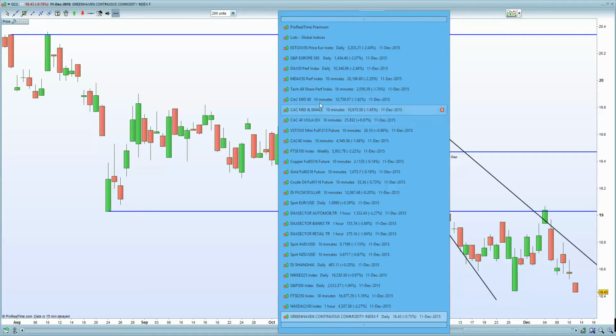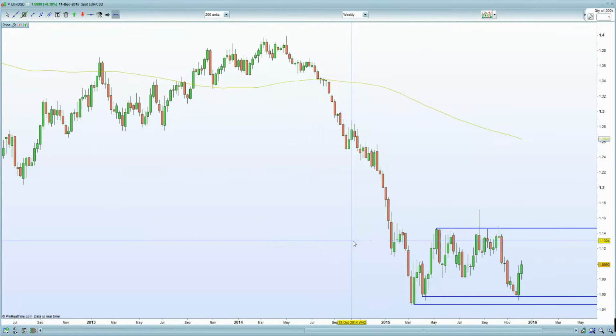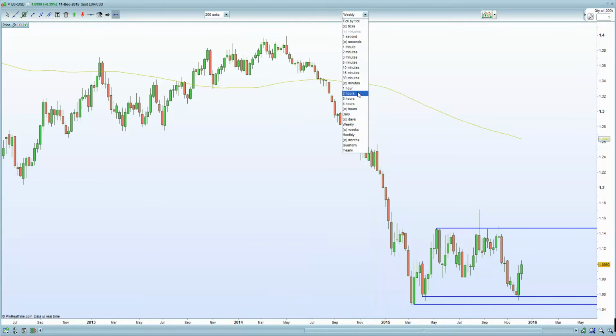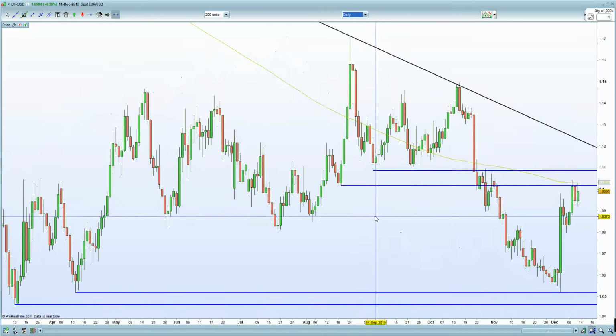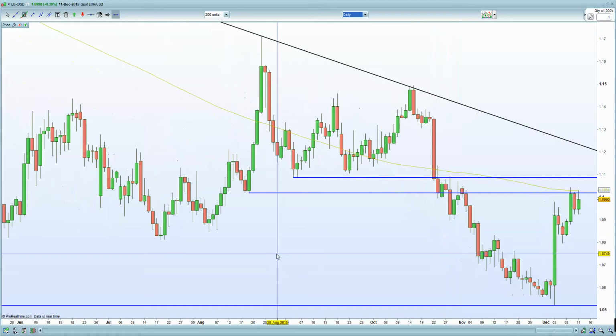Given that we have the Euro USD now into its resistance zone on the daily chart, that basically means the daily chart of the Euro USD is into its 200 MA, and therefore you are looking at a pro-QE trade, i.e. European equities higher, Euro lower.